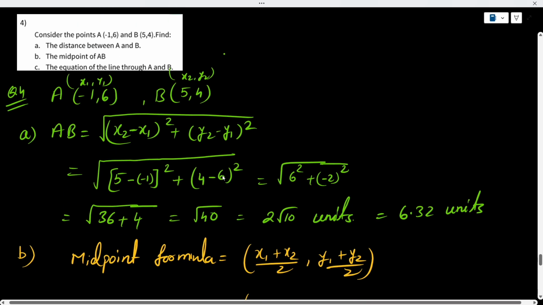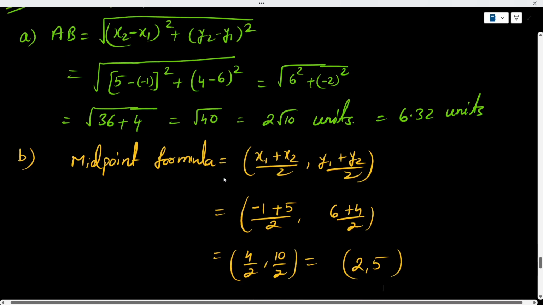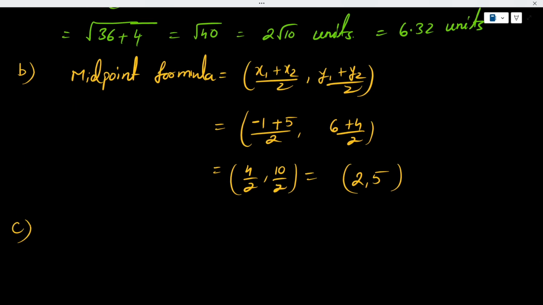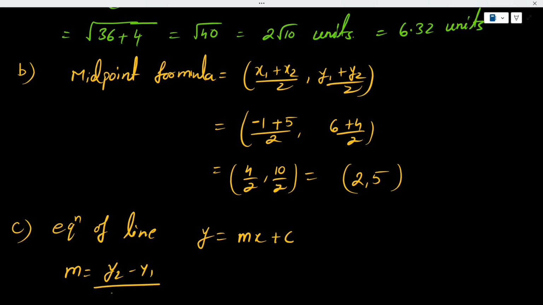Now what is given here? Equation of the line through AB. So here you are using all the three things that you have learned in the starting. How do we get it here? Equation of line, you know that we always take y is equal to mx plus c. Now what is your gradient here? It is y2 minus y1 by x2 minus x1, right?